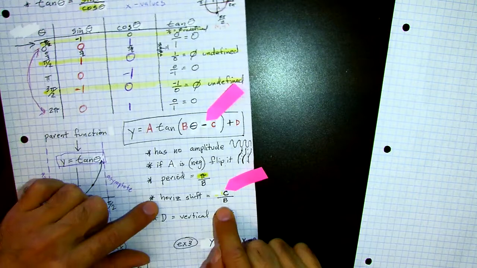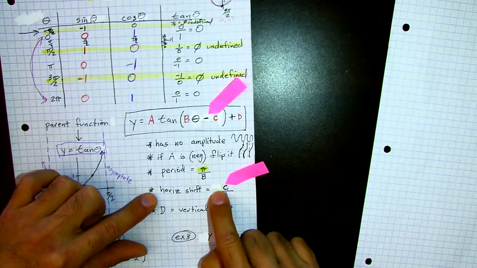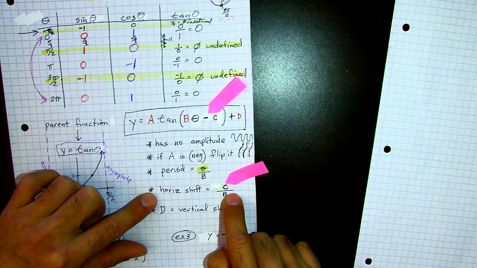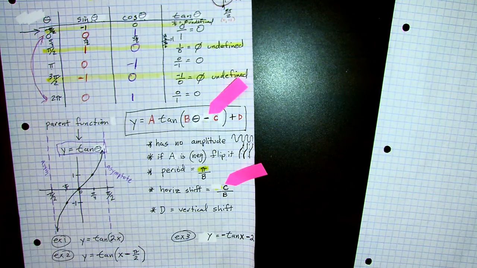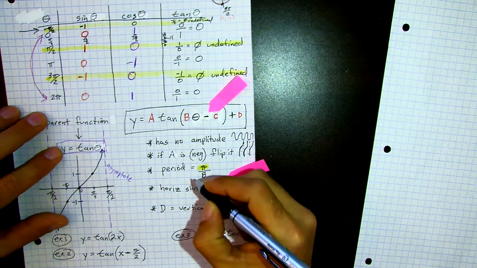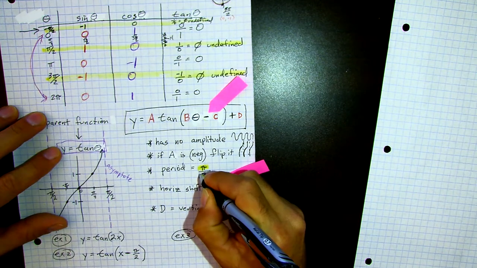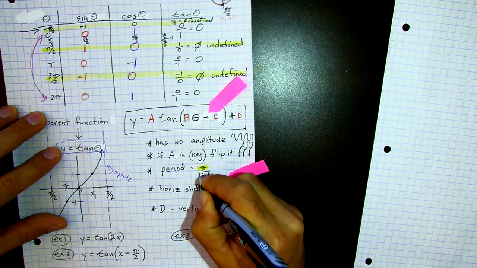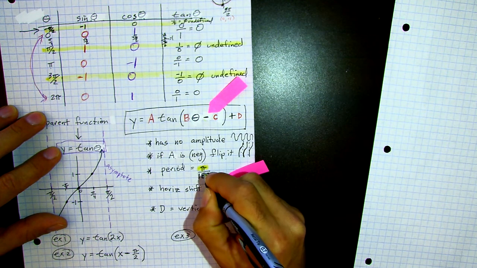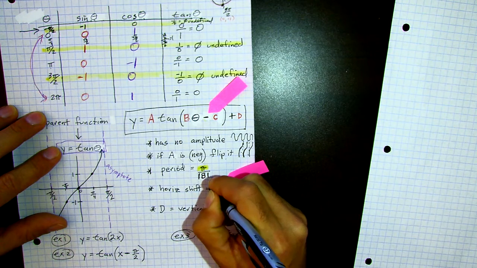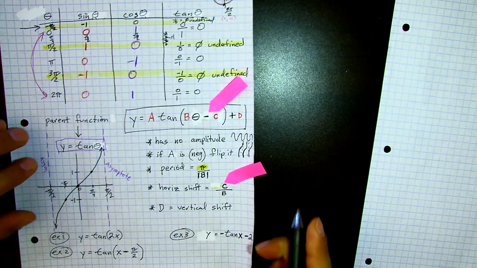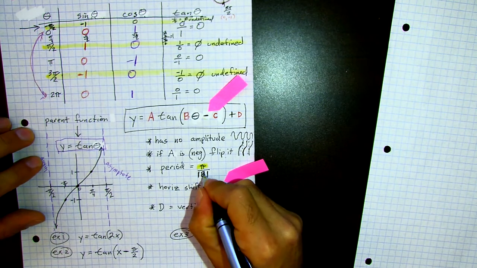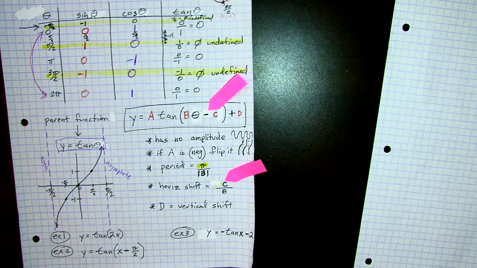The other thing was the horizontal shift. We can keep it as positive c over b instead of negative c over b. And I'm going to add one other thing here. And the period, we're going to take the absolute value of b, which is obvious because you can't have a negative length, but this is b, and we're going to take the absolute value of it. Okay, those are the three changes.